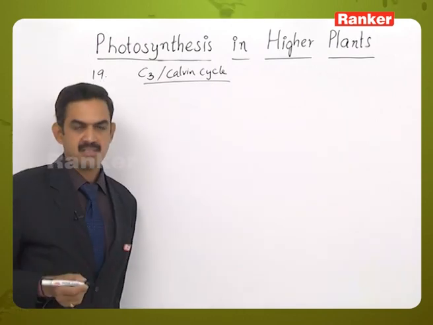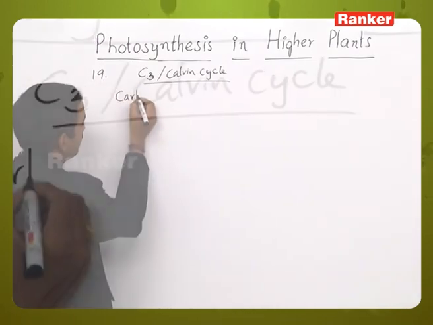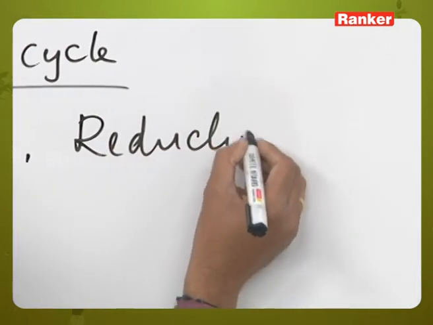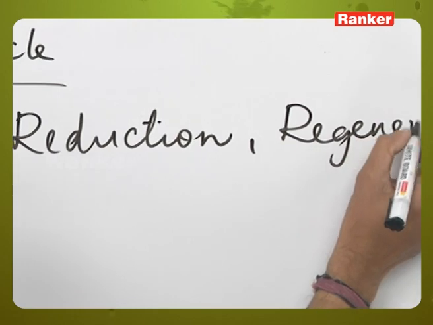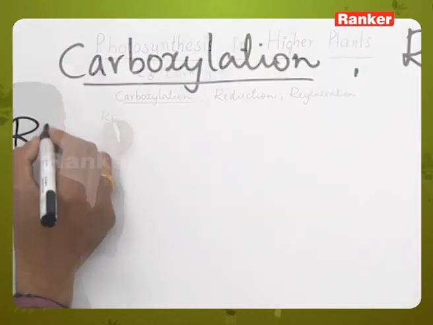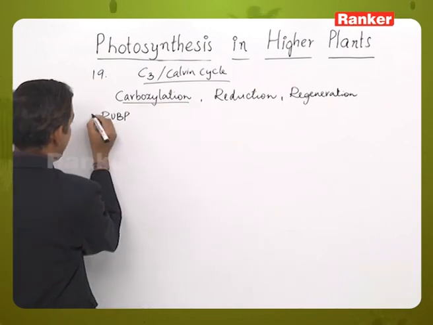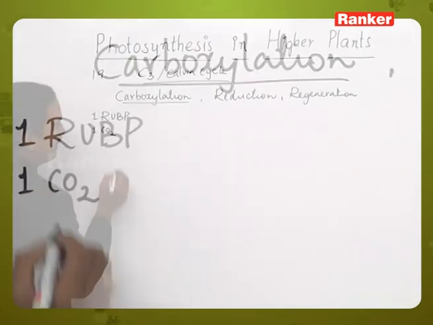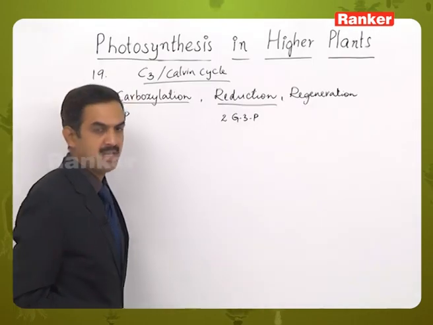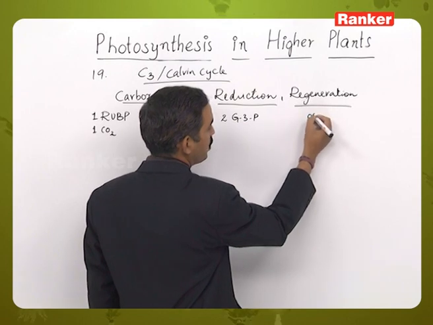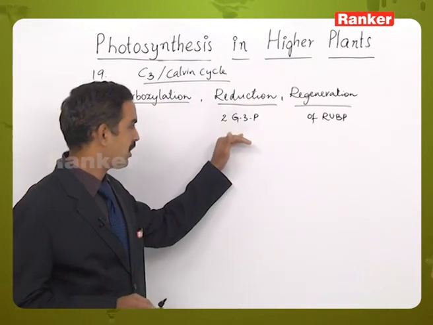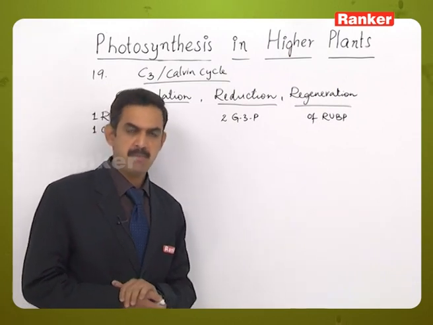As we had already discussed, in the Calvin cycle, carboxylation, reduction and regeneration are the three steps. In the carboxylation step, RuBP is the primary acceptor of carbon dioxide, where one molecule of RuBP will accept one molecule of carbon dioxide, and this will be reduced to produce G3P molecules. So it will produce 2 molecules of G3P here, and in the third step the regeneration of RuBP takes place. In the 3 steps, one molecule of carbon dioxide is accepted by one molecule of RuBP to produce 2 molecules of G3P, and in the regeneration phase the RuBP will be regenerated.